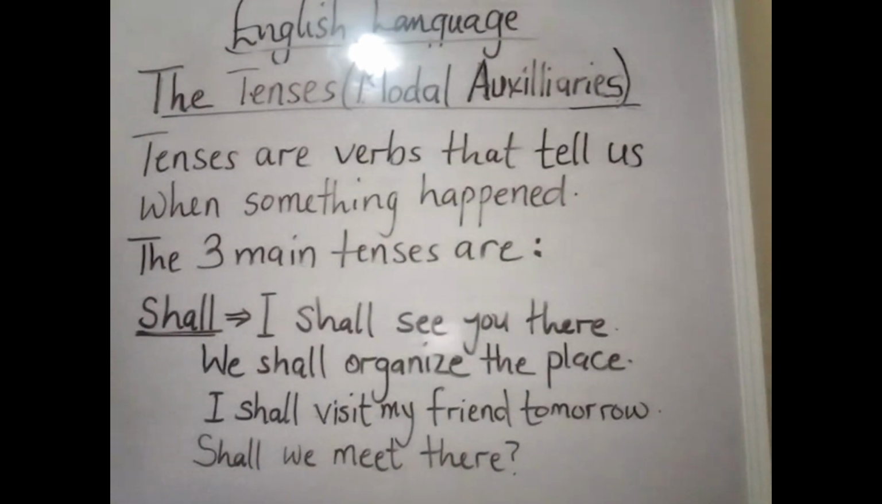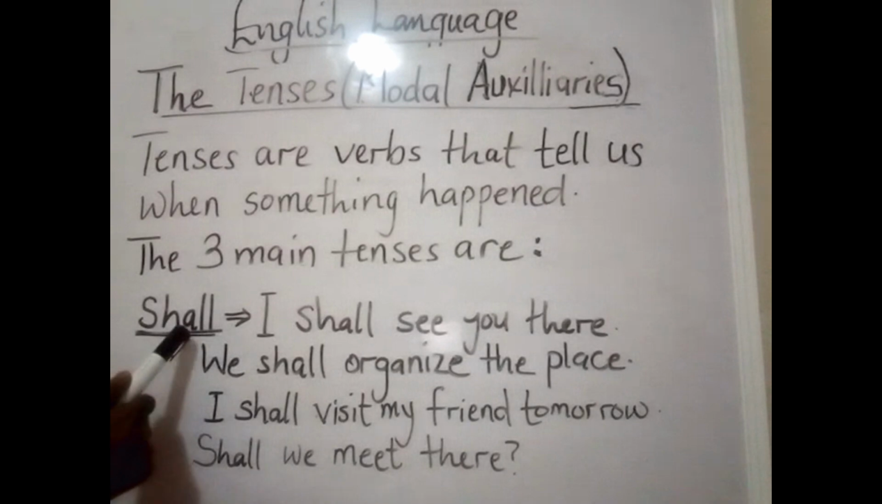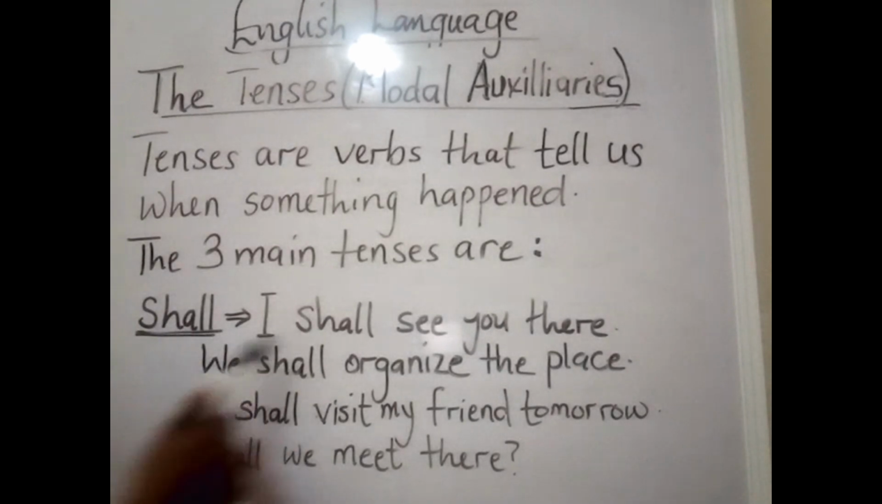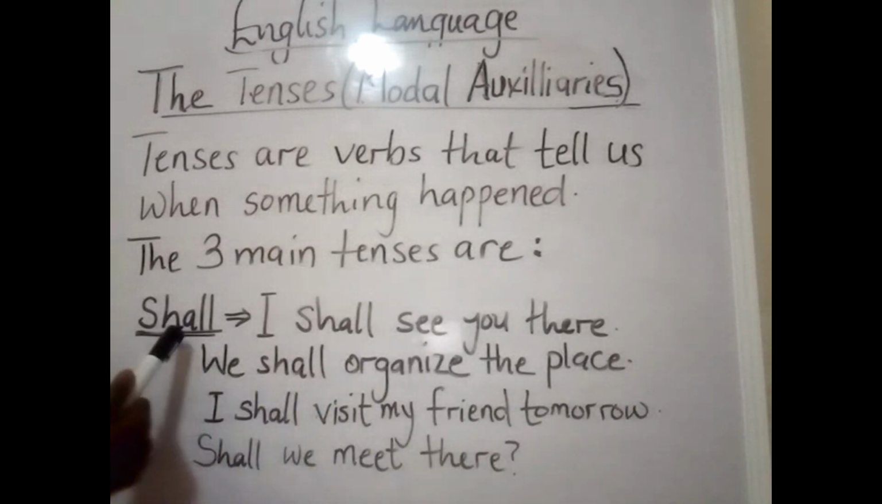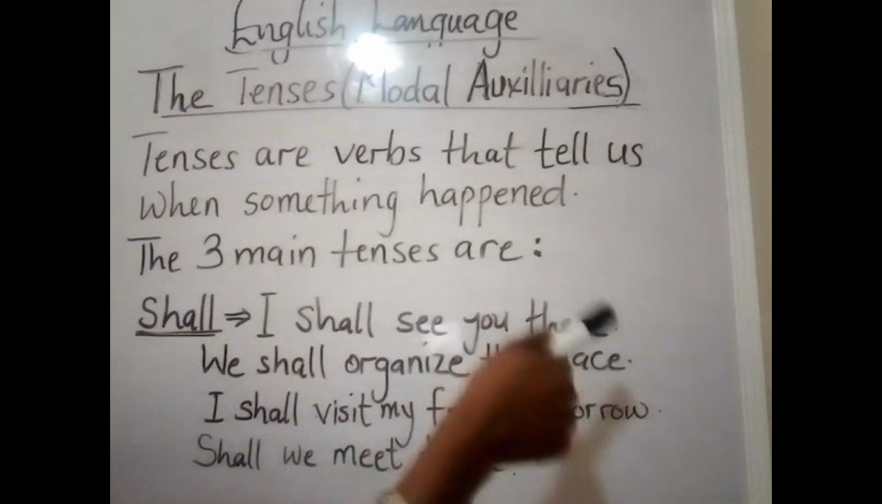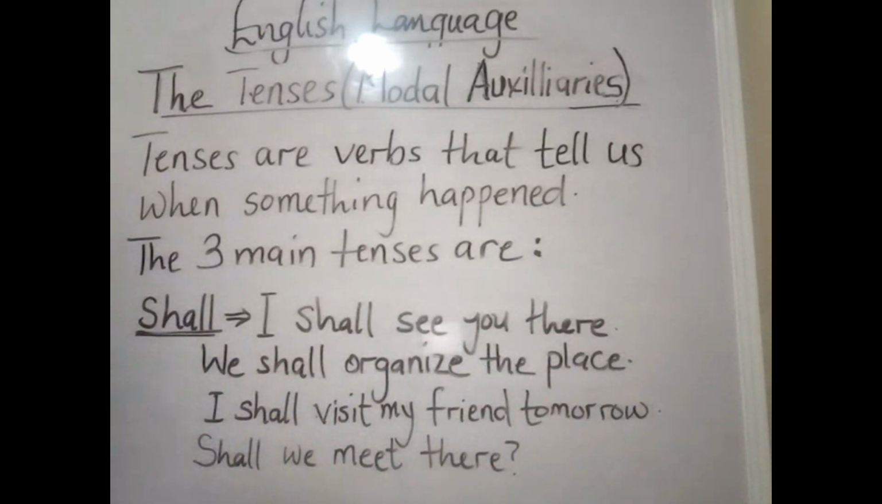So we look at shall, because this is another modal verb that has connection with tenses. It normally refers to events that will happen in the future. It talks about something that will happen later. So shall is a modal auxiliary that often refers to events that will happen in the future.